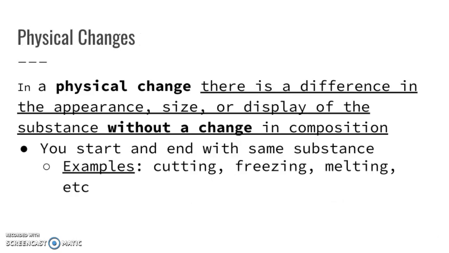So this is the formal definition of a physical change, okay? There is a difference in appearance, size, or display without changing its composition, right? So meaning I start and end with the same substance, okay? If I had a piece of paper and I cut it in two, it's still a piece of paper. If I have water and I put it in the freezer, it becomes ice, but it's still going to be water because I can remelt it, right? So it's the same thing. So these are physical changes, okay? It's the same thing at the beginning and the end. It just might change how it looks, okay?